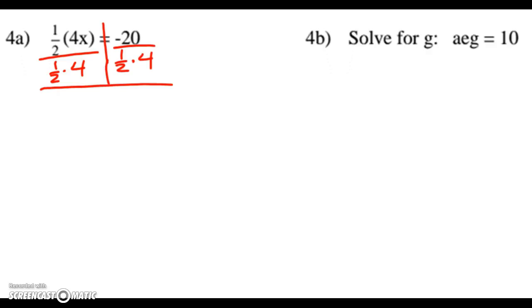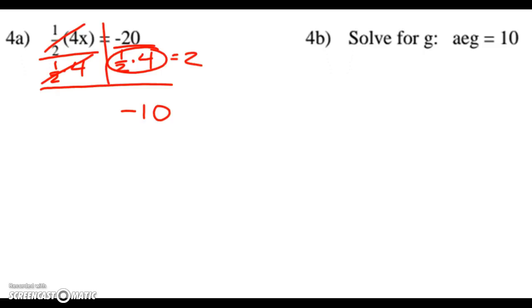Since everything on the left side is being multiplied, we can divide by more than one thing at the same time. So 1/2 times 4 divided by 1/2 times 4 cancels. And then if we take -20, we could divide it by 1/2, get an answer, and then take that answer and divide it by 4. Or we could do -20 divided by whatever we get here. Well, we already know 1/2 times 4 is 2. And then -20 divided by 2 again, we still get the -10.